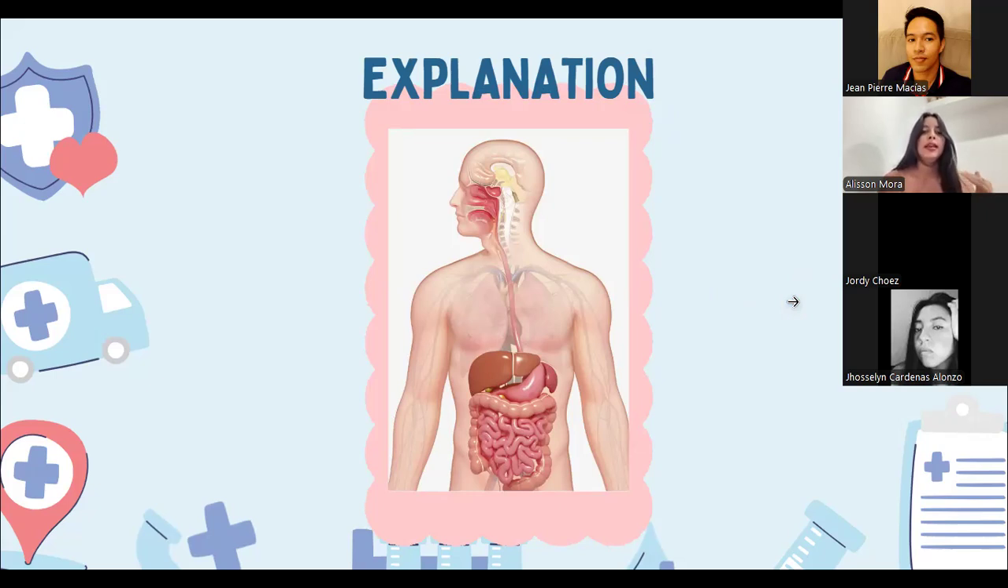Among the main diseases that occur in the small intestine are celiac disease, Crohn's disease, which is considered autoimmune, and intestinal obstruction due to adhesions, among others.